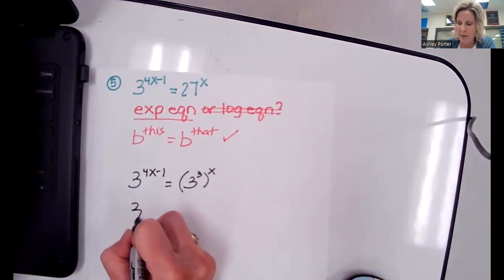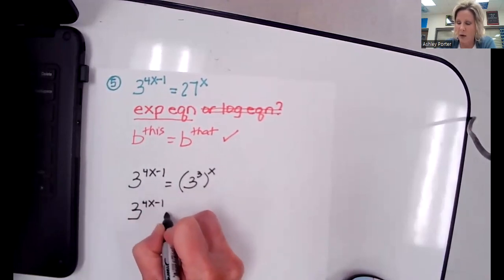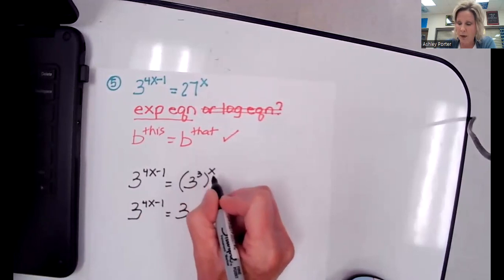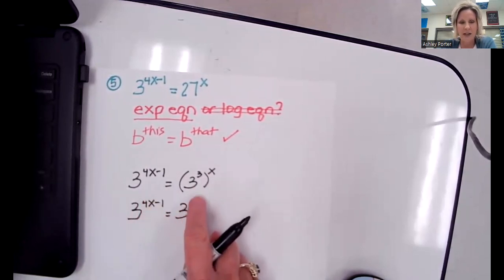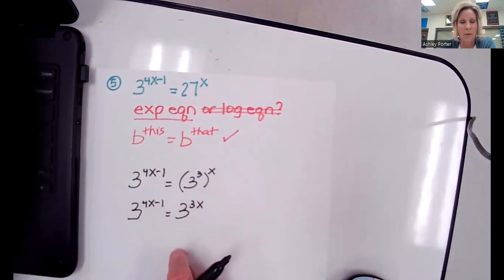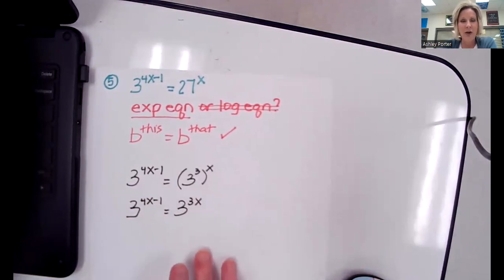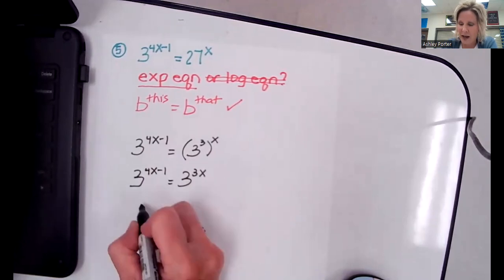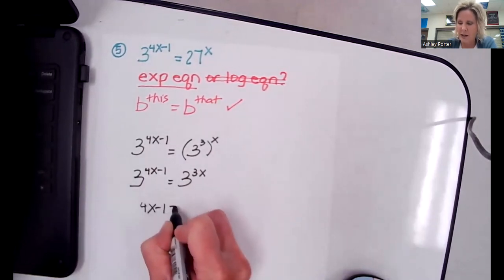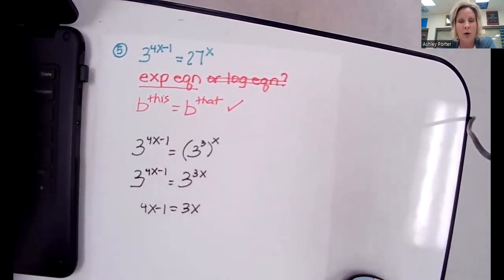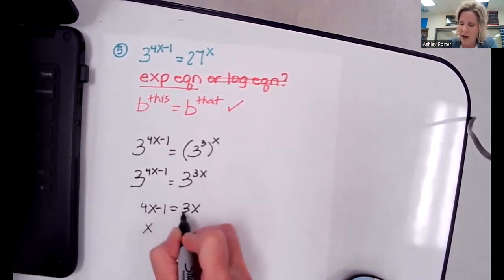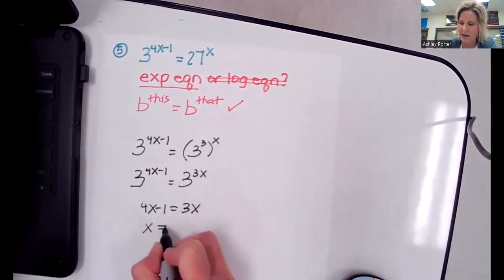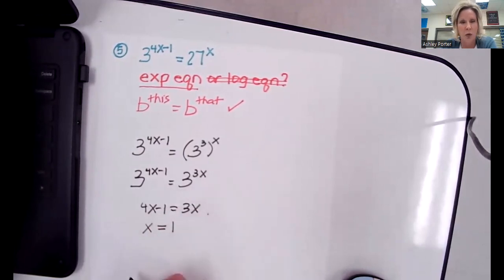So I've almost got it in b to the this equals b to the that form. Remember, power to a power, multiply. Now I've got it in 3 to the this equals 3 to the that form. This is easier because now you don't need to do logs or anything. You just say this left exponent equals that right exponent. Subtract 3x to get 1x, add the 1, x equals 1.